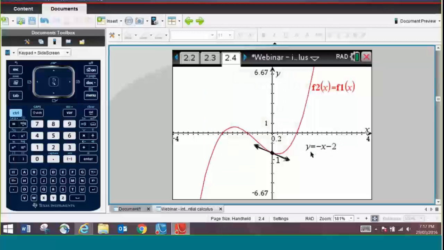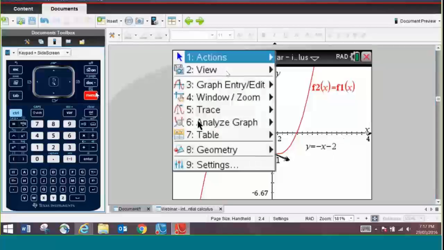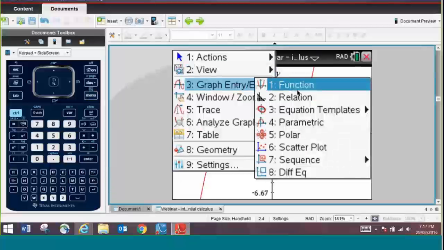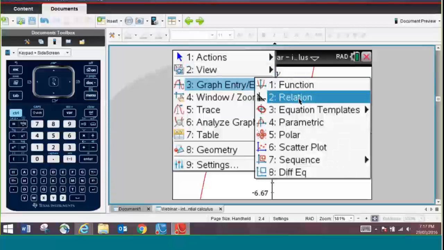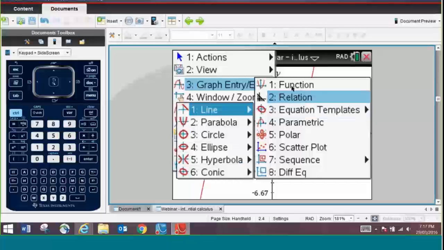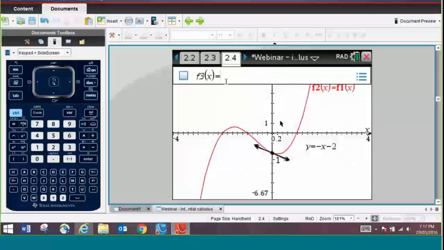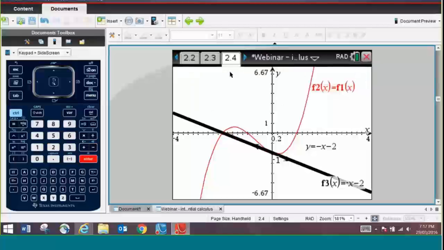Okay, so what we actually want to do is get that equation of the line, and now see where that intersects. So I'm going to use the graph entry, and now I can use this relation, or I can use the function. I'm going to stick with the old function way, but you can now in 4.2 use the relations. So I'm just going to enter that, and we can see immediately that it looks like there's a point of intersection there, and it looks like it's at our other x-intercept.